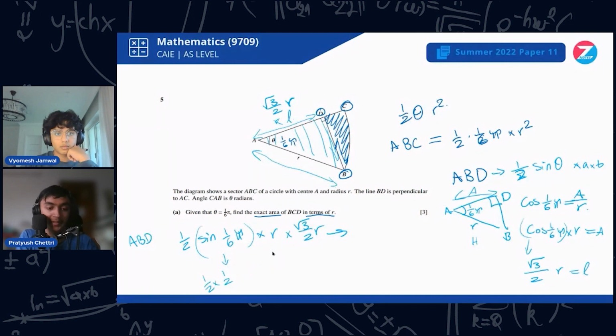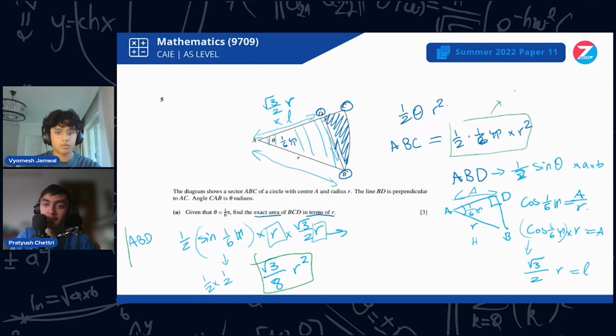Make sure you give them in exact form, so you don't want to put any decimals in there. You want to keep it in pristine condition. So that's square root 3 over 8, and radius times radius gives you radius square. I'm going to change color again for this. ABD is this. The whole sector's area is this, which I can simplify to 1 over 12 pi r square.